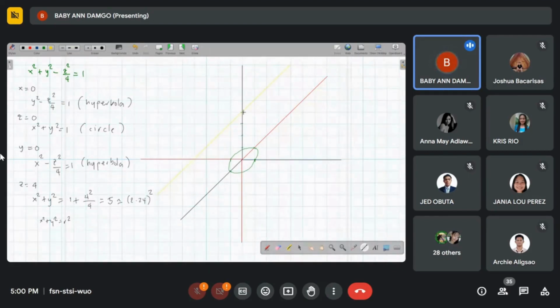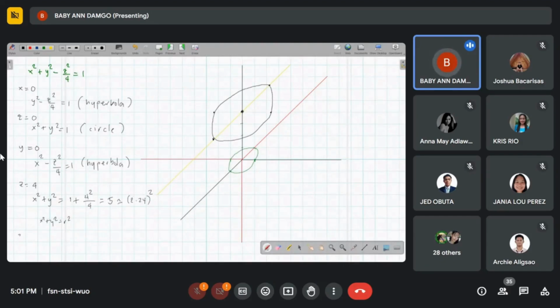Okay, so this is our origin. So for z equals 4. So we have 1. So ang ato ang radius dere is 2.24. So 1, 2. So anhin na siya somewhere here. And then 1, 2, somewhere here. And then for x, we have 1, 2. So this one. And then we have here 1, 2. Okay. And then we can create a circle.